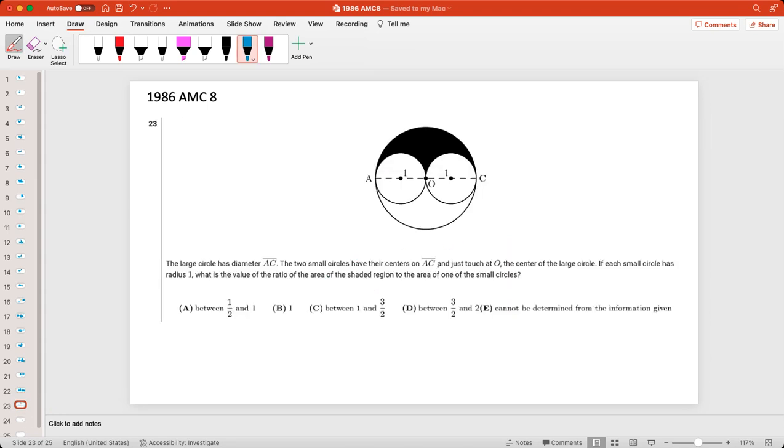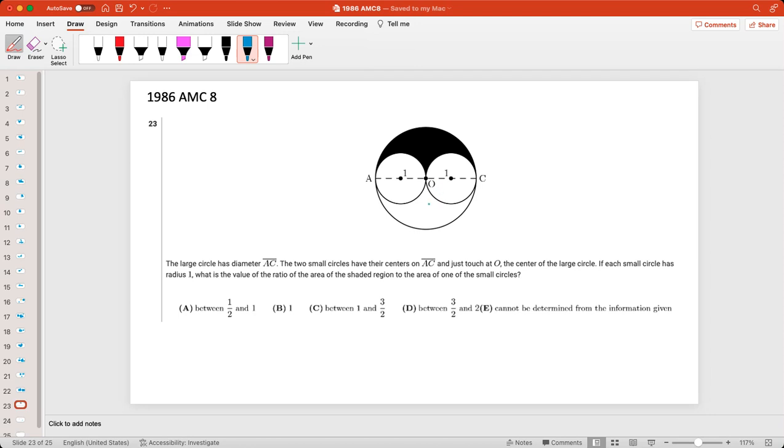Going to the next question. The large circle has diameter AC. So this AC is the diameter of the large circle. The two small circles here have diameter from O to C, right? And the radius is 1 for the smaller circles.